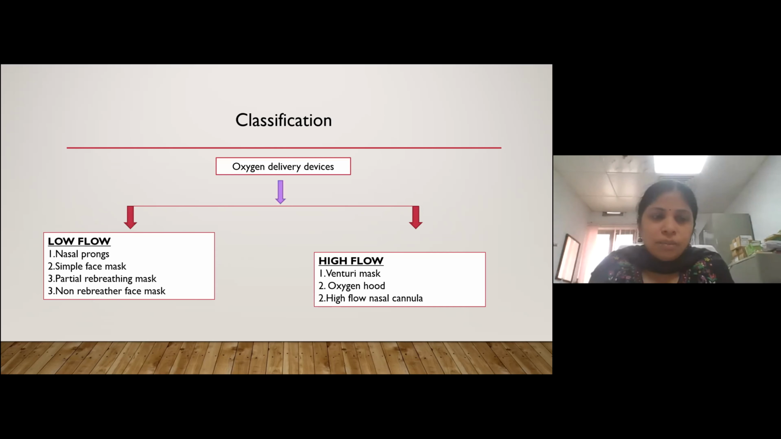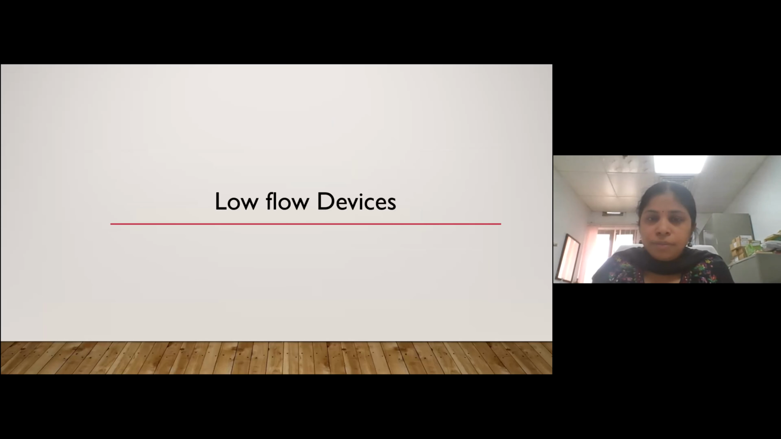So in the low flow system, basically we would discuss nasal prong, face mask, partial rebreathing mask, and non-rebreathing mask. In the high flow system, we would discuss Venturi mask, oxygen hood, and high flow nasal cannula. So coming to the low flow devices.